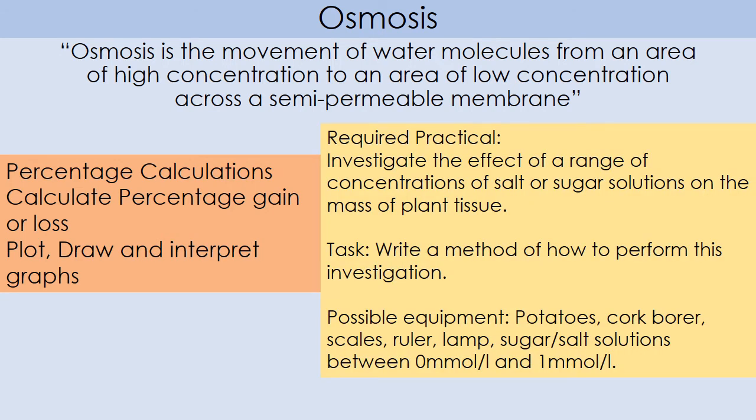So you might remember there is a required practical. This is where you're going to investigate a range of concentrations of salt and sugar solutions on the mass of a plant tissue. We normally do it with a potato in school because potatoes are quite easy to find and show a very, very good result, but you could do it with any kind of plant. You can have a look and you can see what is going on. So I would like you to write a method of how to perform this investigation. See if you can remember what to do for it.